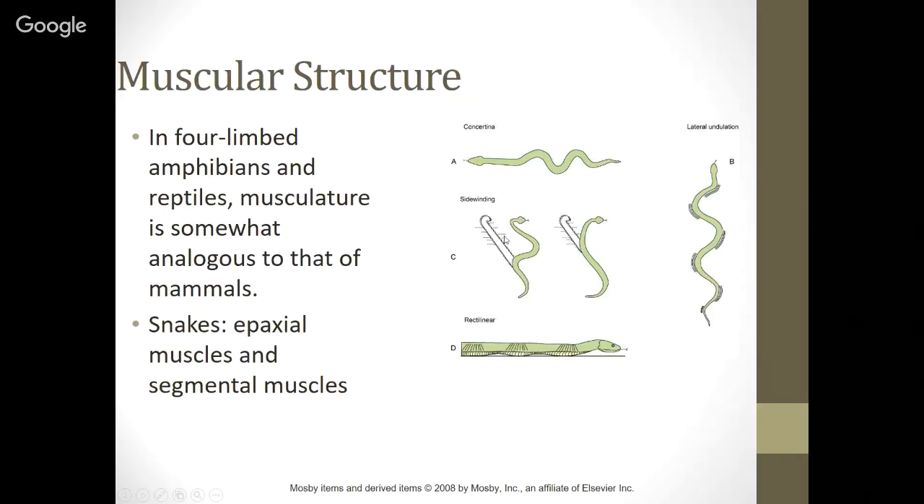This sidewinder is moving to its right or its left. That's how it's directing its movement. It's not thinking of it as right or left, it's thinking of it as forward. And then there's rectilinear.